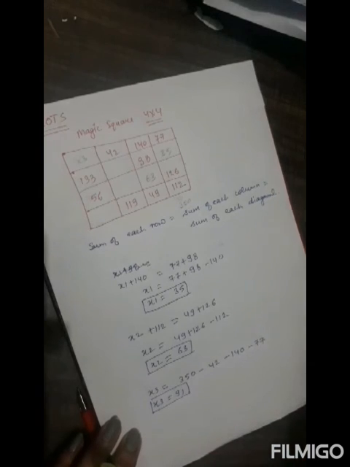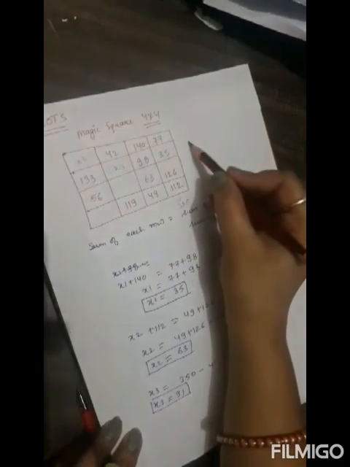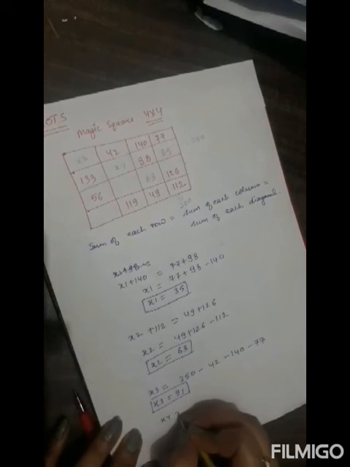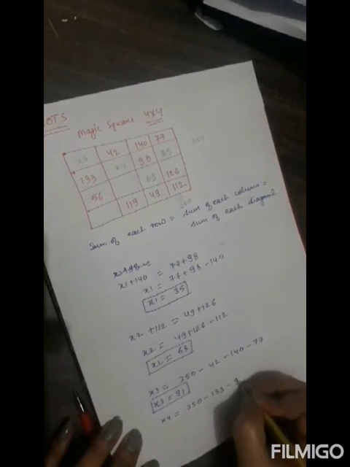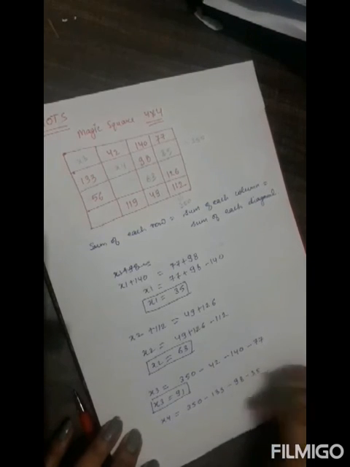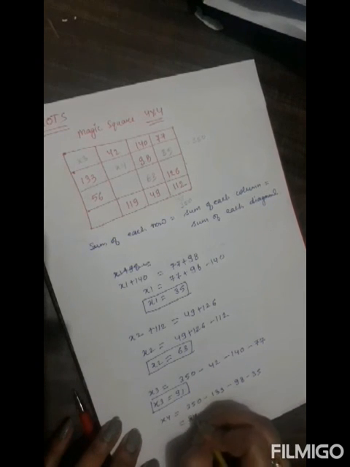Then if I say x4, any of the number I can take x4. Let's say this is x4. So again, this whole row sum should be 350. So how I can say x4 is equals to 350 minus 133 minus 98 minus 35. It is coming out to be 84.